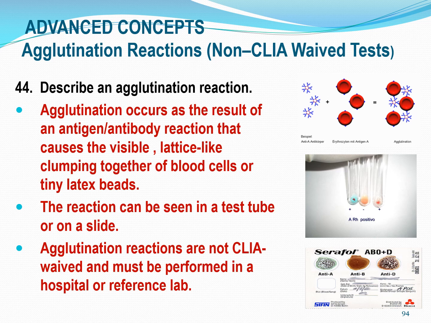Agglutination occurs as a result of an antigen-antibody reaction that causes the visible lattice-like clumping together of blood cells or tiny latex beads. The reaction can be seen in a test tube or on a slide when we did blood testing. Agglutination reactions are not CLIA waived and must be performed in a hospital or reference lab.